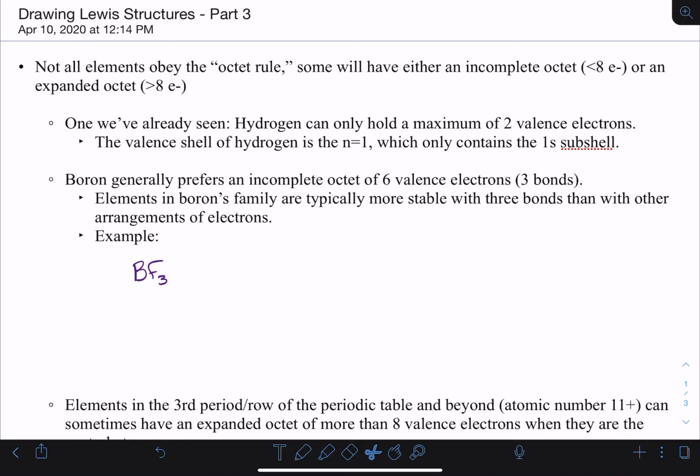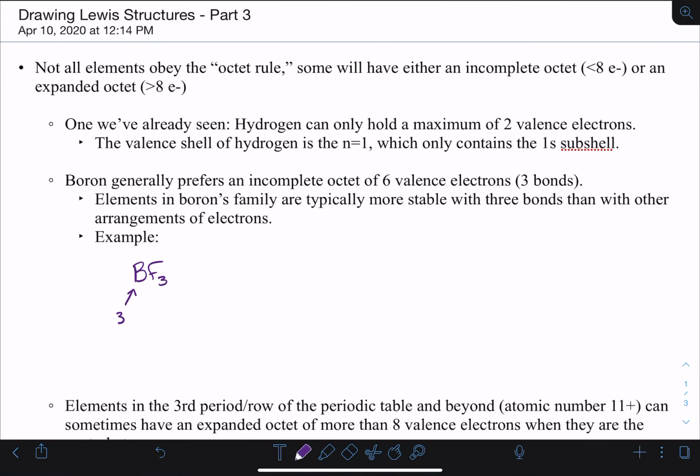But boron's family is a little bit weird because it prefers to form only 3 bonds, which leaves it with only 6 valence electrons. So if we draw the structure for BF3, boron is in group 3, so it will bring 3 electrons. Fluorine is in group 7, so each fluorine atom will bring 7, and there are 3 of them. That means in total, our structure for BF3 should contain 24 electrons. We choose boron as our central atom since it is unique and less electronegative, and we arrange our 3 fluorines around it.